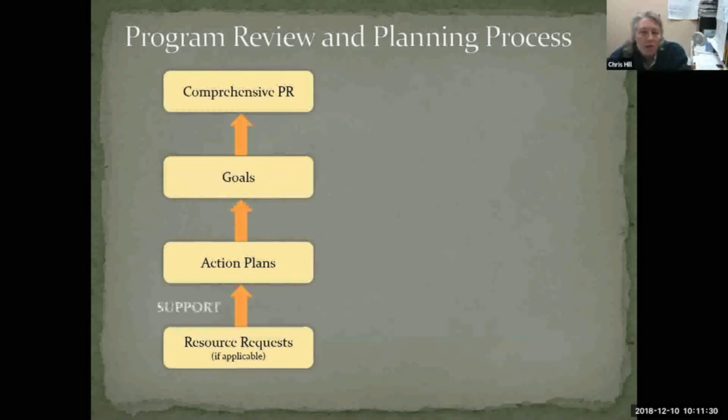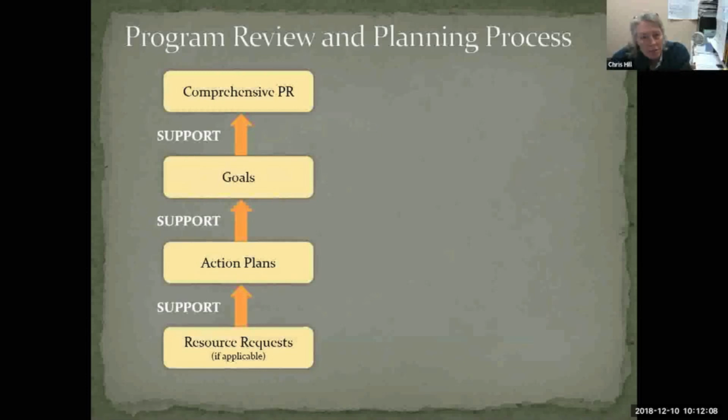Finally, just to reiterate this before I get to the next thing, one of the things I want to point out is each of these things supports the thing above it. And that's important. I'm going to use this language because you're going to see that language in the platform. So if you put in a resource request, that resource request is supporting one of your action plans. Likewise, an action plan is supporting one of your goals, and one of your goals is supporting or addressing a gap, an area of improvement that you identified in your comprehensive program review. So keep that in mind as we go to the platform.